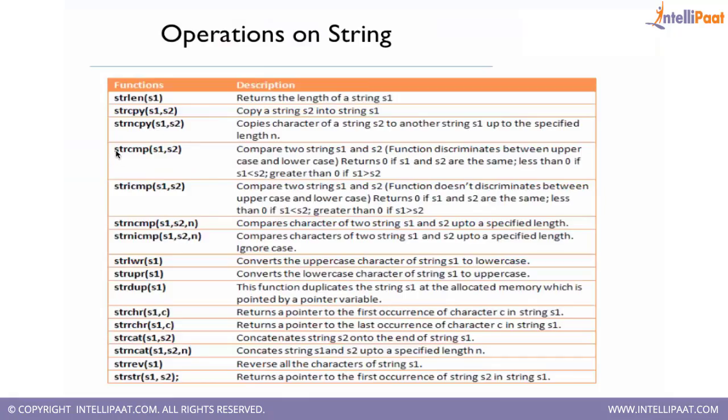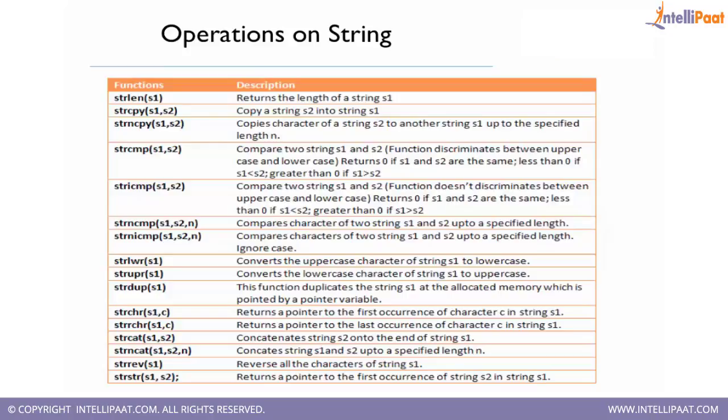So the next function is strcmp. It compares two strings, and this function determines if two strings are equal or not. If both the strings are equal, if s1 and s2 are equal, it will return 0. If s1 is less than s2, it will return a negative value. If s1 is greater than s2, it will return a positive value. So the comparison is based on the appearance of the character in the string.